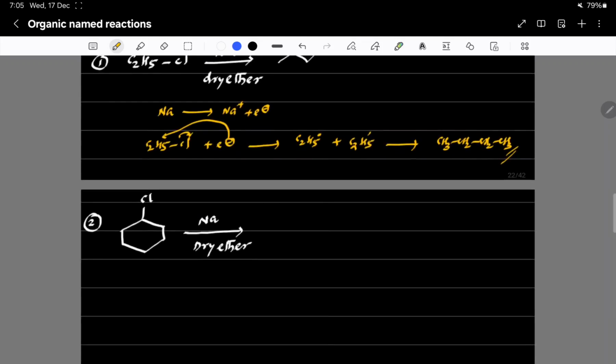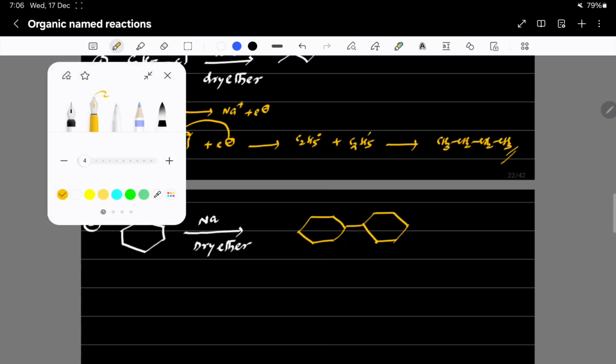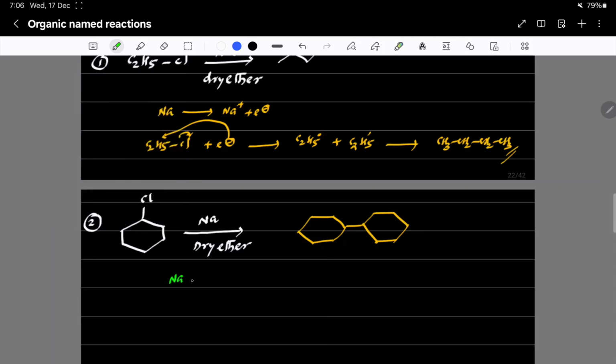Similarly, look at students, in this particular reaction, this will couple with cyclohexyl chloride in presence of dry ether, students. Sodium, dry ether, we will get dicyclohexane. In this reaction also, students, the same process. Now this sodium metal is a very good source of electrons, due to the low ionization potential energy, right? Now this cyclohexyl chloride reacts with this electron, so then it will form a cyclohexyl radical.